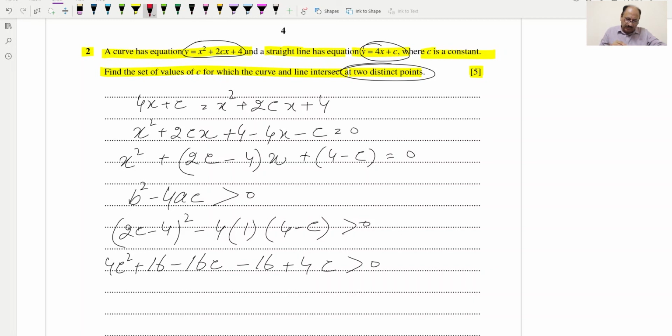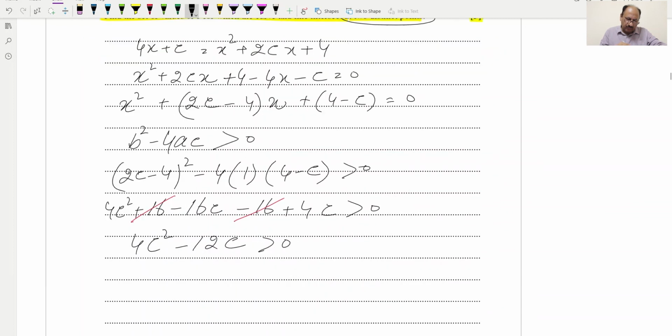And with further cancellations, plus 16 will be cancelled with minus 16, and we get 4c squared minus 16c plus 4c, so minus 12c, is greater than 0. We can take 4c common, so inside will be c minus 3 is greater than 0.